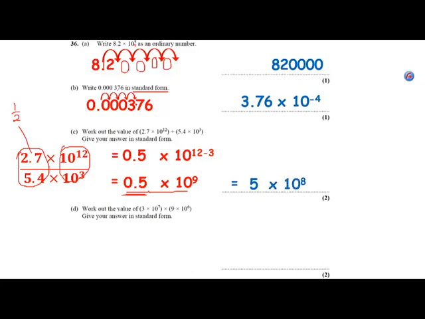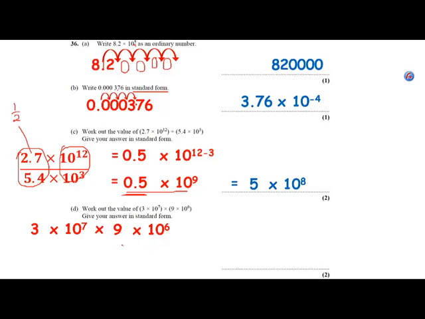Do think about that. Make sure you do understand it. Review, maybe rewind and look through this again. Make sure you do understand it. Let's go on to part D. I'm timesing two numbers in standard form, 3 times 10 to the 7 times 9 times 10 to the 6.